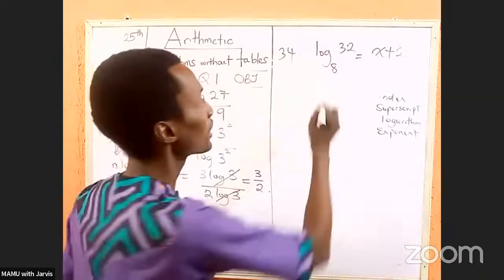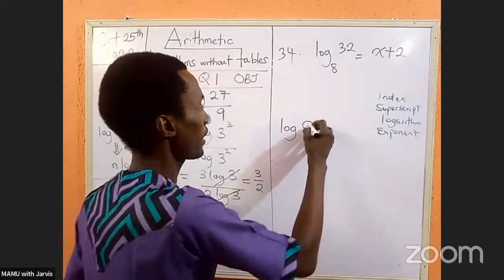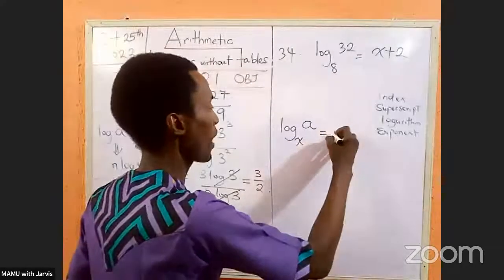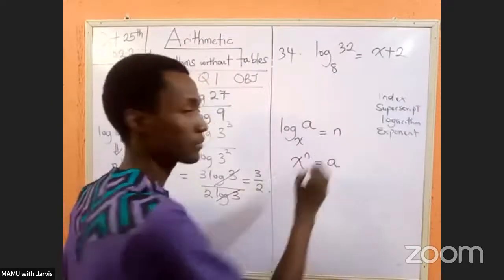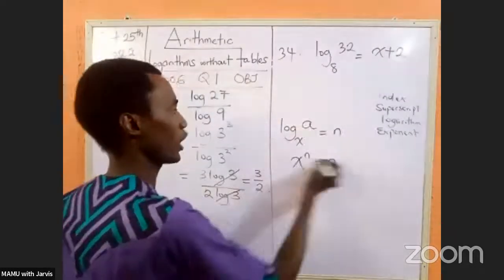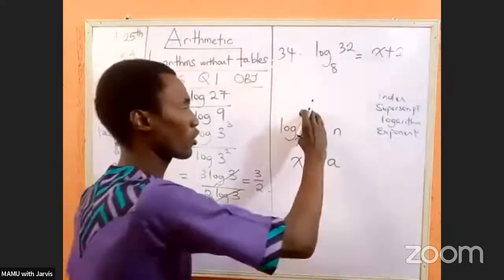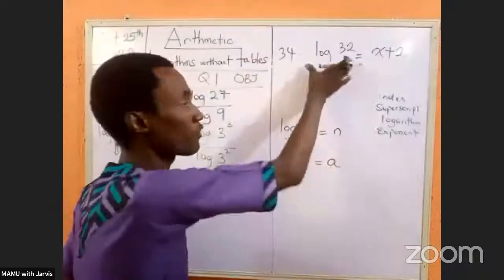Very simple too. Remember that if you have log a to base x equal to n, this will be what? x to the power of n equal to a. So we can say that this is the logarithm form and this is the index form. So we can write the logarithm form as the index form. Now this is the idea you need to solve this one.